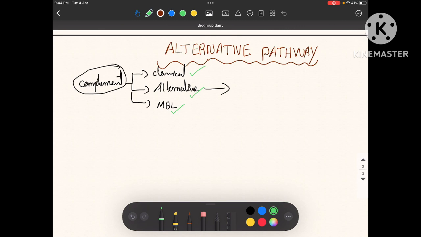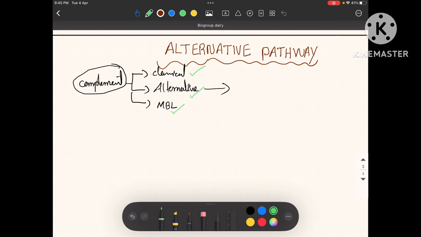As I discussed before, the only difference between all these three pathways is in the initial event. Ultimately, all these pathways lead to the formation of the MAC complex and cell lysis. So, what are the key differences between the classical pathway and the alternative pathway?